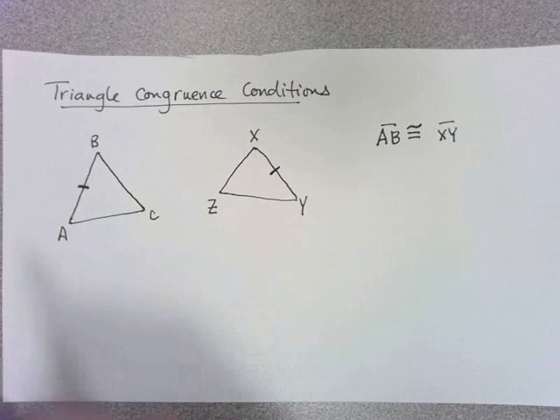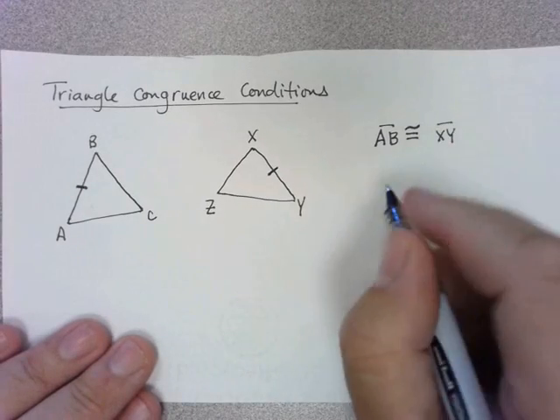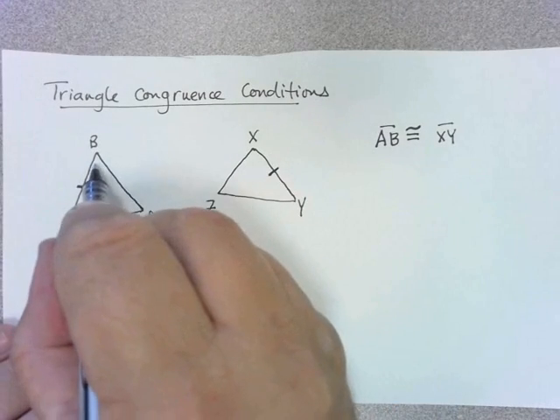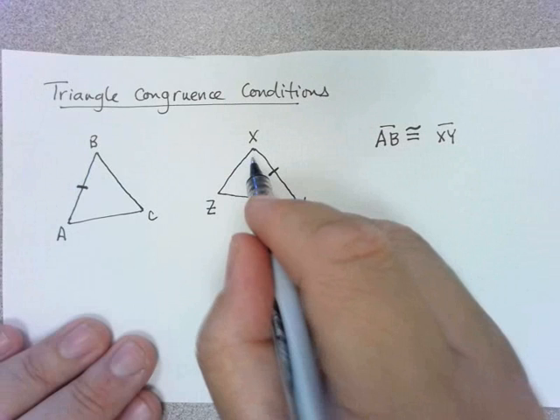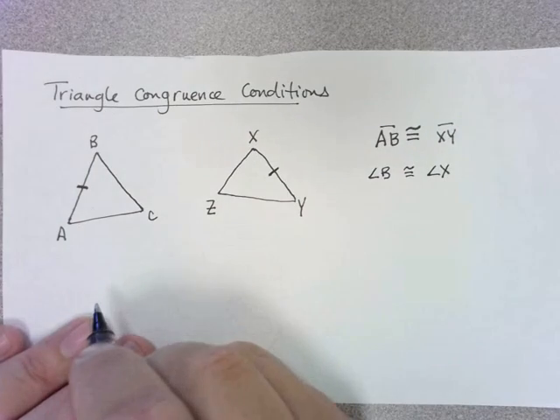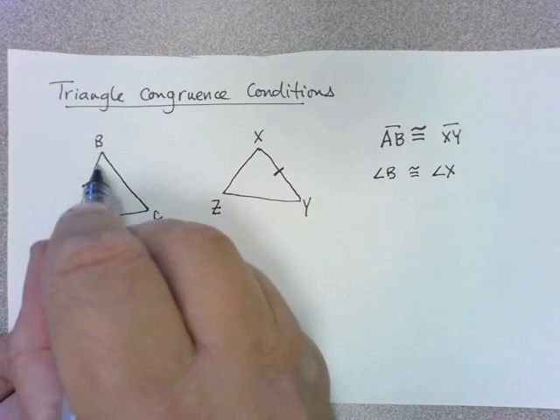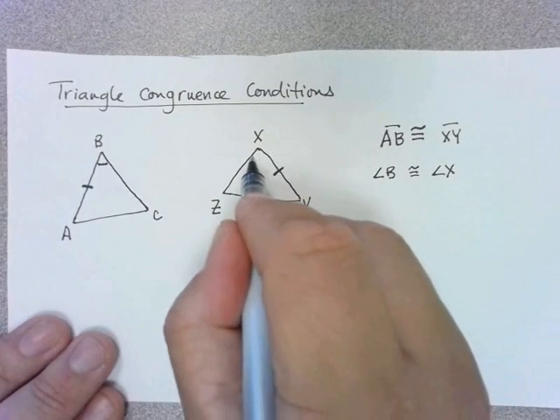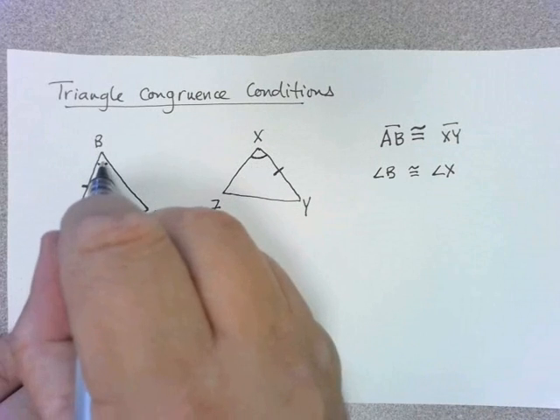And we need to be able to see these marks in the picture and assemble them in certain configurations. Similarly, we indicate that angles are congruent. Maybe I know that angle B here is congruent to angle X. And we mark congruent angles either by using arcs or by using arcs with little tick marks on them.